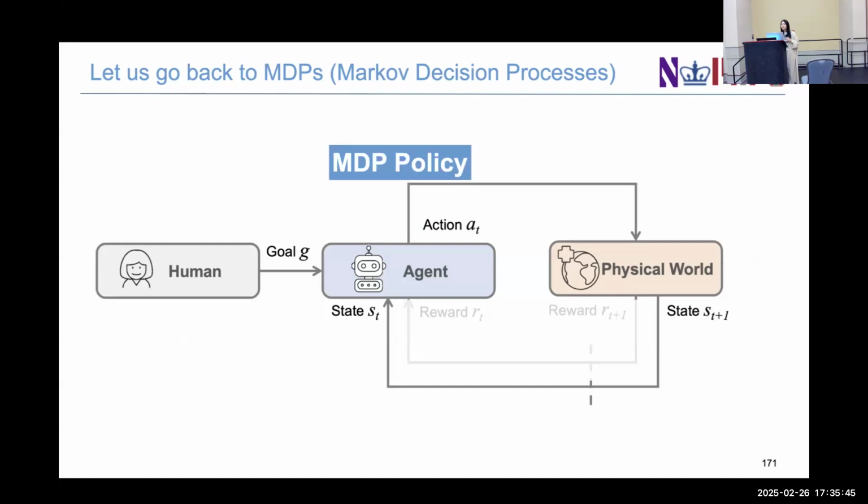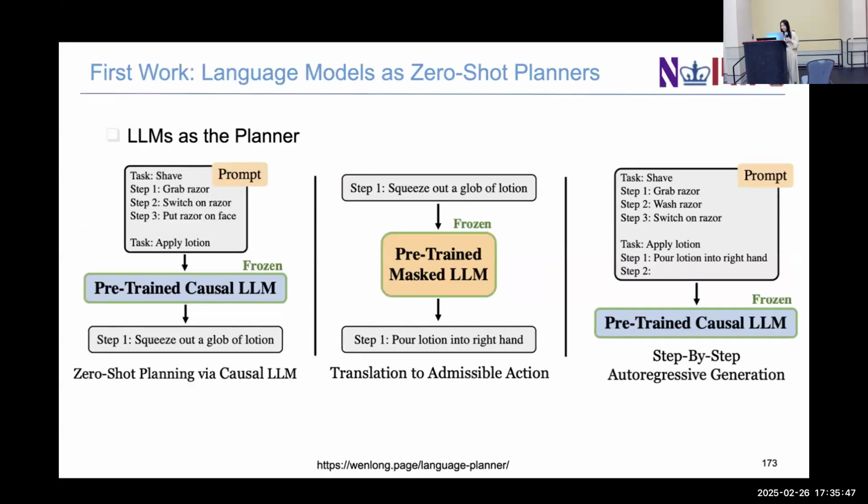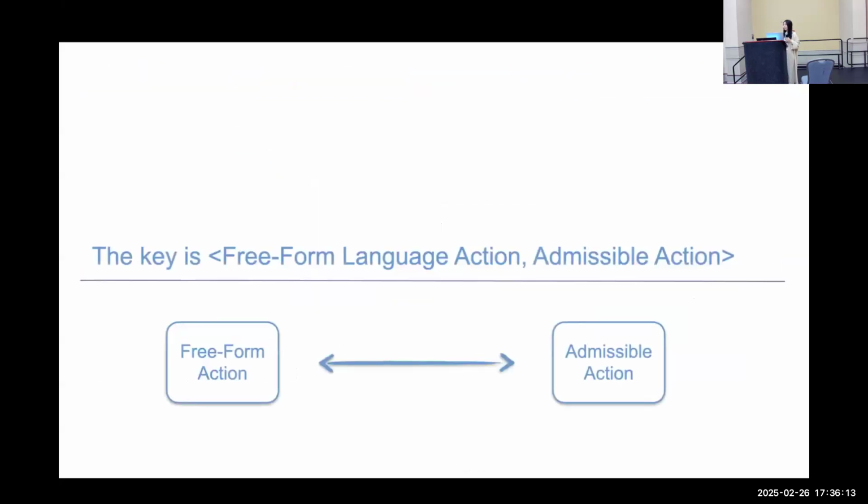And after we work on this goal interpretation, we also work on MDP policy. So MDP policy is basically trying to predict the action sequence to execute in this environment. This is the first work that's trying to use the large language model as a zero-shot planner. Their work is mainly about, if we have the actions predicted by the large language model, how we can make sure these actions can be executed in the environment. So they leverage another large language model to learn this mapping from the free-form action predicted by the large language model to the actions that are supported by the environment.